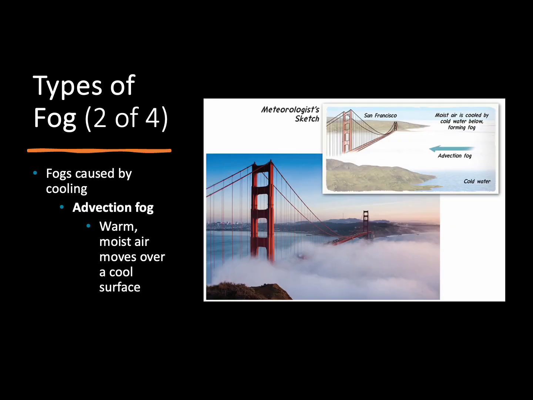Another type of fog that we're going to see is called advection fog. And this can happen a lot around really big bodies of water, specifically around San Francisco. So in this image, we can see that there is air that is moving over cold water. So this air is going to be warm and moist. It's coming from a warm, moist ocean. But it's going to start moving over that cold surface water. And as it does, it's going to form this advection fog. The moist air is going to be cooled by all that cold water underneath it.